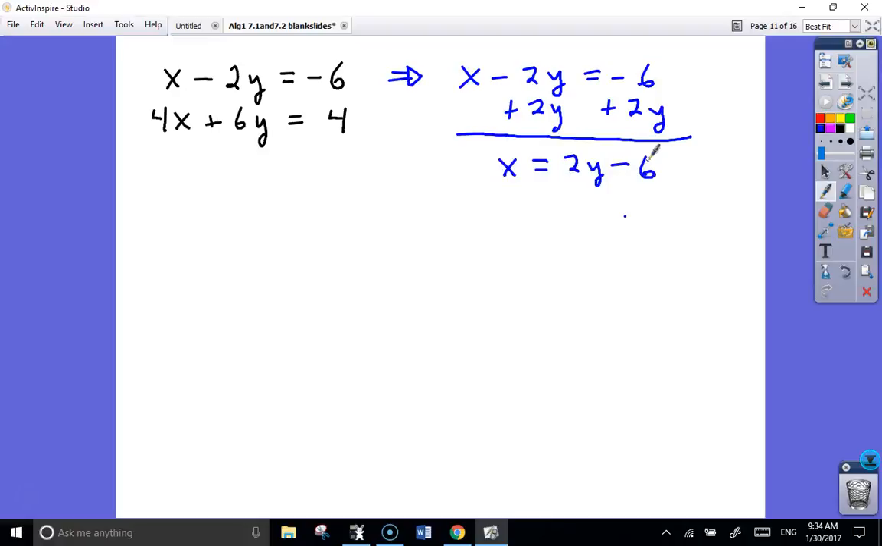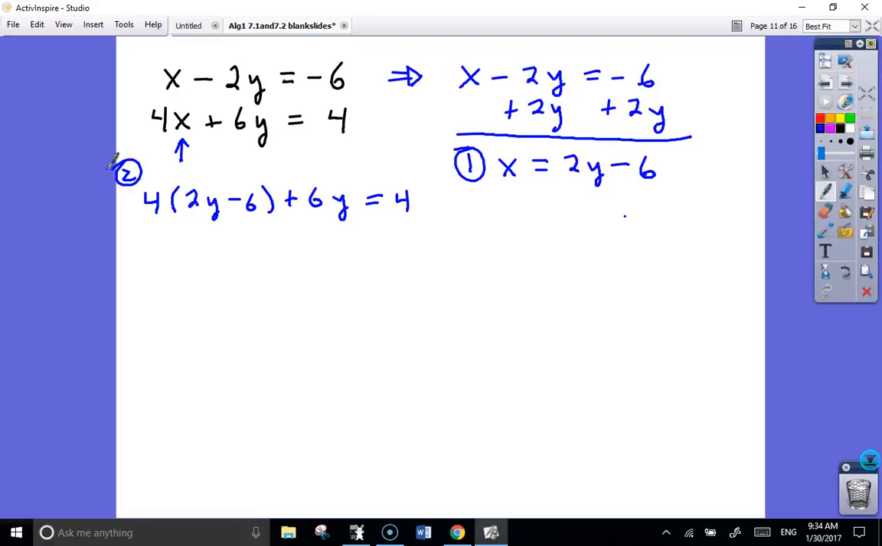What does the second step say? Substitute for that variable in the other equation. So that means in this equation here, in the place of x, we're going to put 2y minus 6. So it'll look like this: 4 times (2y minus 6) plus 6y equals 4. So this was the first step. This is the second step.